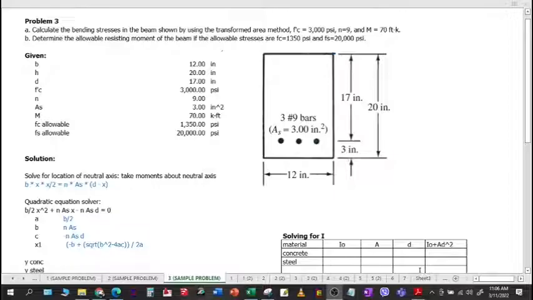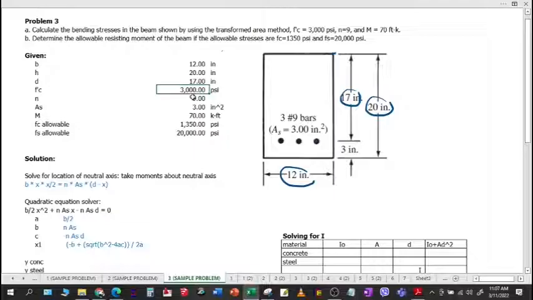Let us look at the figure and see what are the given data. We are given the beam dimensions. We have the beam width designated as B. This is 12 inches. We are also given the height of the beam, which is 20 inches here. Then we are given D. D is effective depth. Effective depth means it is the distance from the outermost compression fiber right here to the centroid of your steel, and this one is given to be 17 inches.